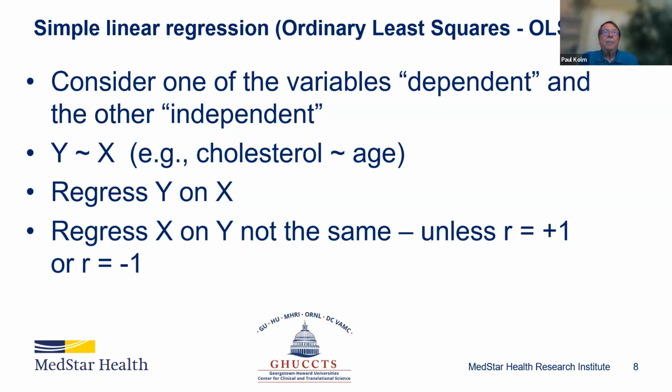An example I'll give a little bit later, we're going to look at cholesterol as a function of age. And so what we say is we're going to regress y on x. Now we could also regress x on y, and that won't be the same. We won't get the same results unless we have perfect correlations, either positive or negative, between the two variables.